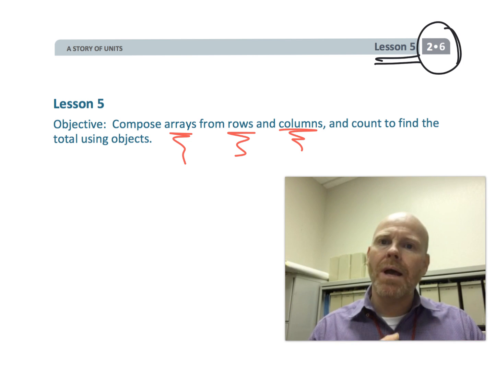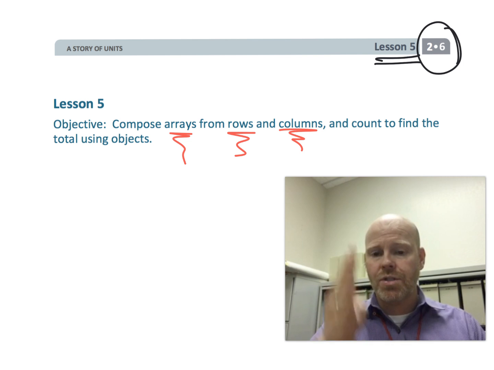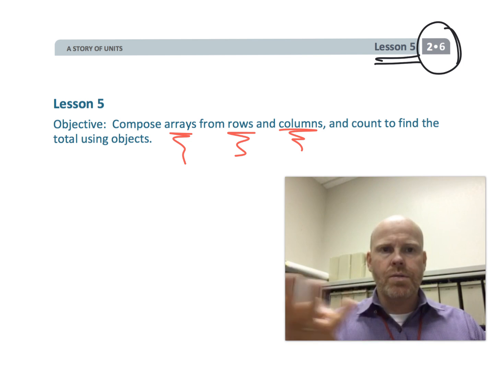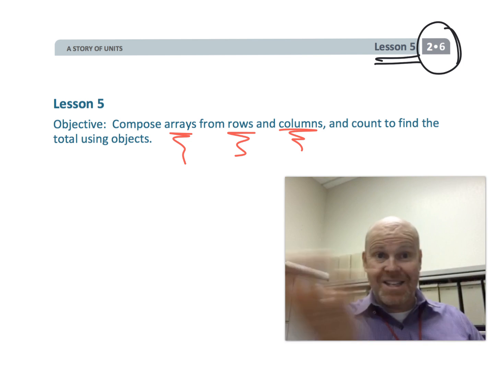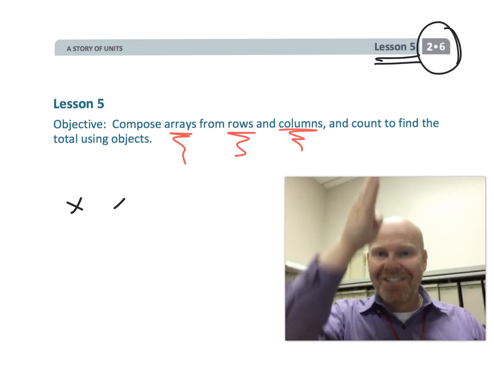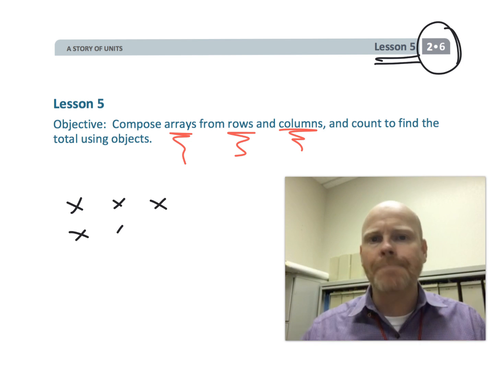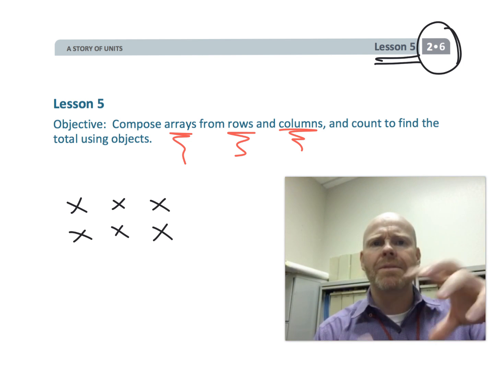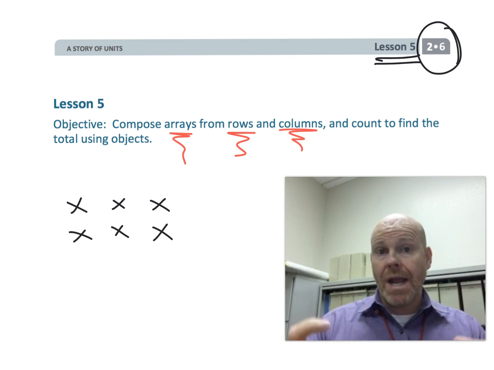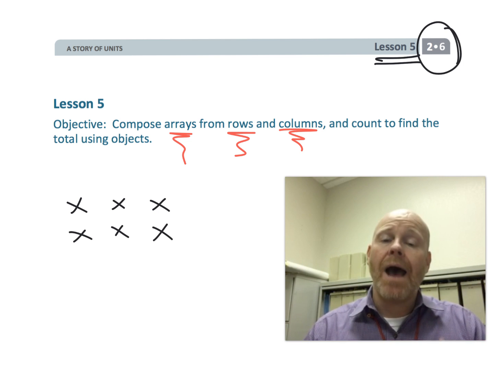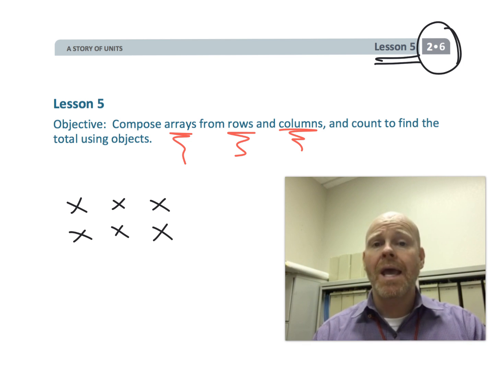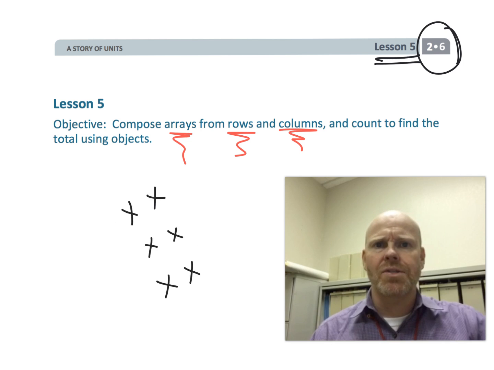At this point, we're not going to be worried too much about whether students get rows or columns correct at this point. We want them to just build the arrays and understand how they're connected to repeated addition and equal groups. So let's get started with this.